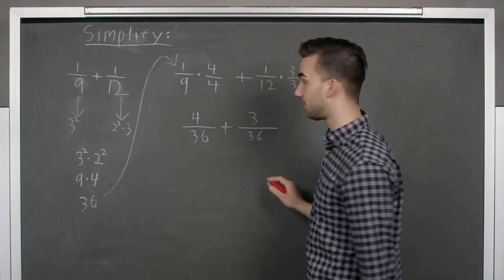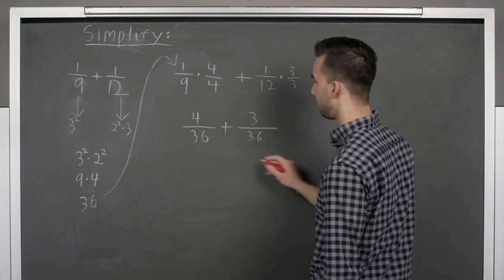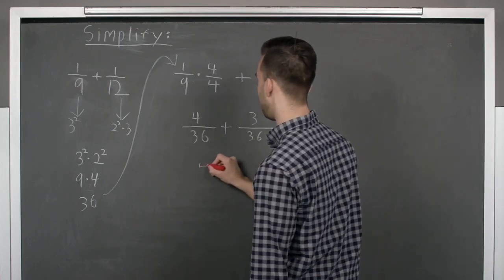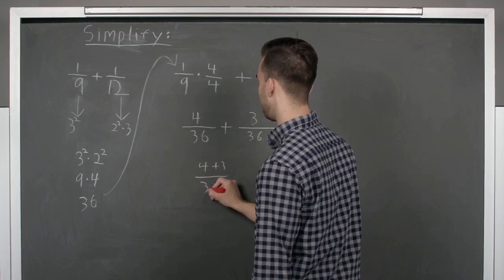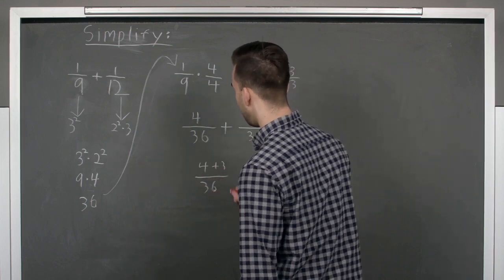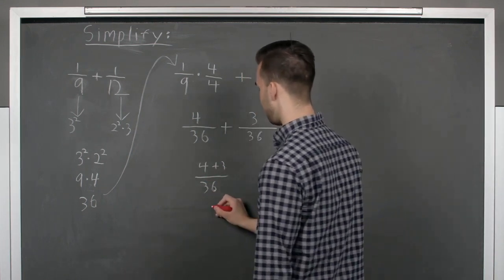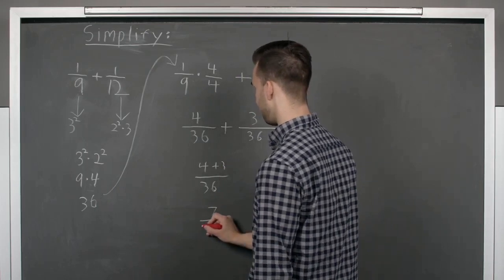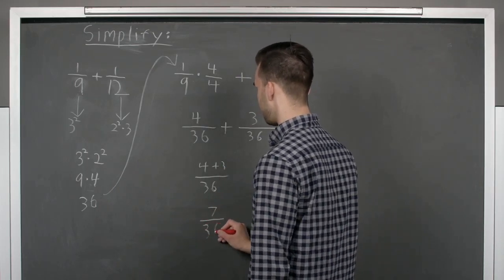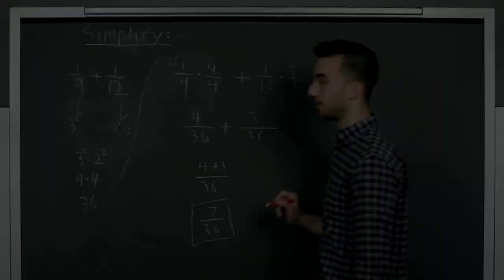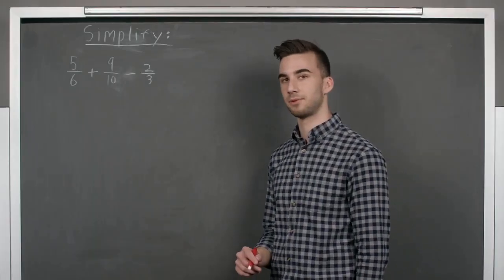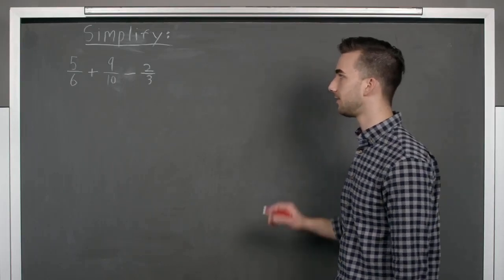So since they're the same denominator, we can just combine them. That gives us 4 plus 3 over 36. And then that simplifies to 7 over 36. And that is our solution for this example. So for this example here, we can do the same exact thing.